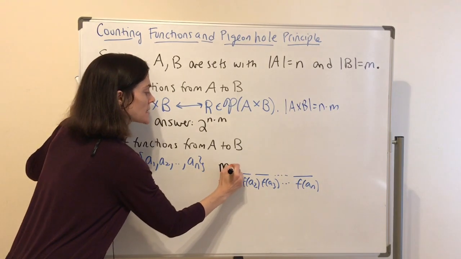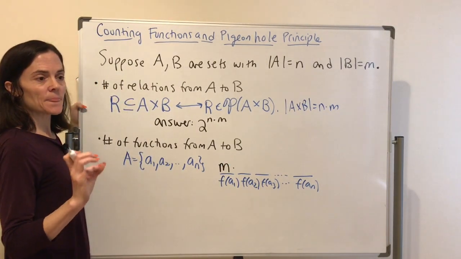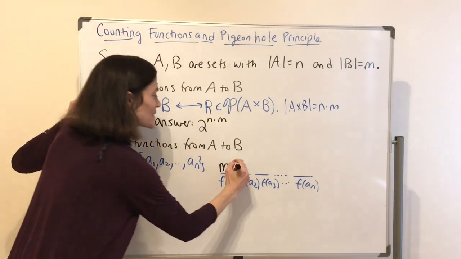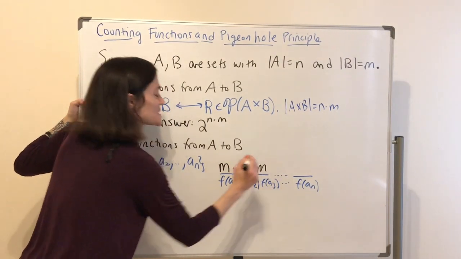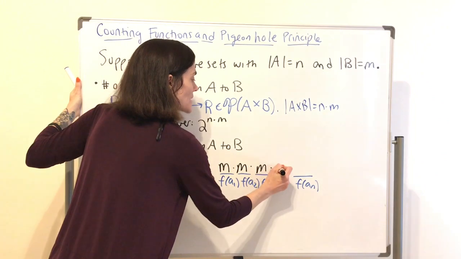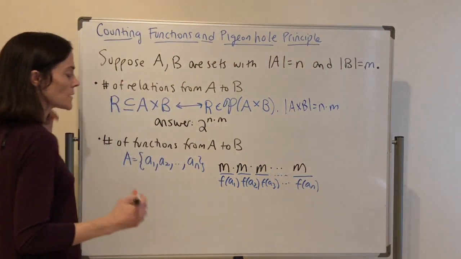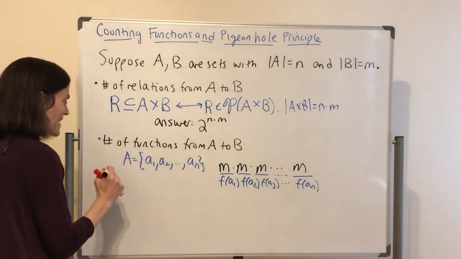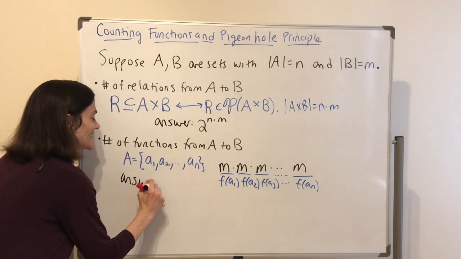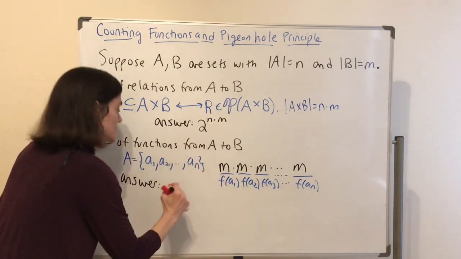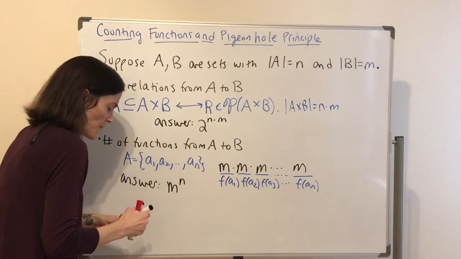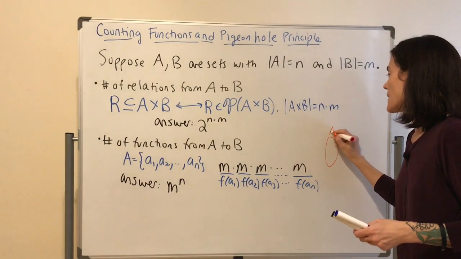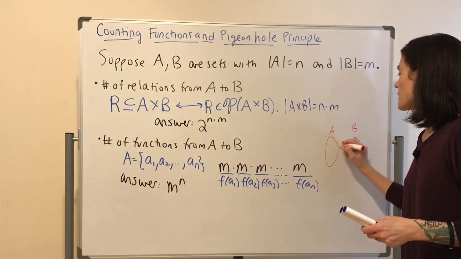We have m possibilities here, and similarly for this value A2, what's going to be f of A2? Well, we have m possibilities here, and then we have m possibilities for f of A3, and then we keep assigning, and this is the last one. Well, let me write the answer and then I'll make my comment. The answer here, as we see, multiplication rule, it's m to the n.